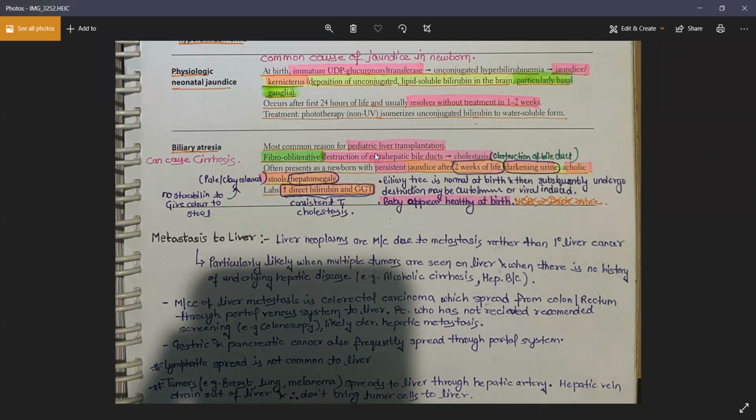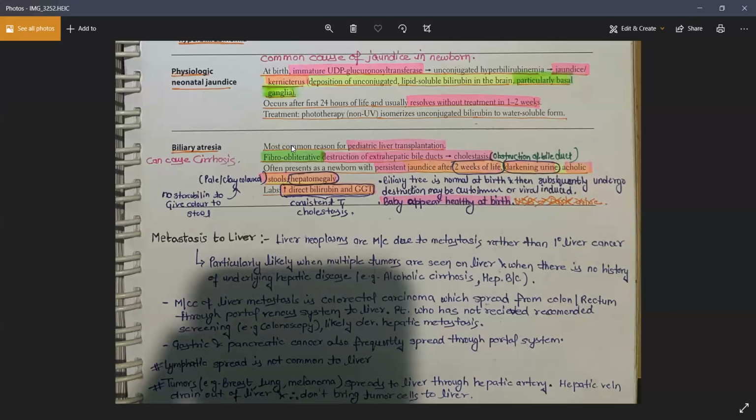Okay, see, you have the portal triad, right? When the damage happens within the portal triad, we call it intrahepatic damage, right? And whenever the damage happens after the portal triad, which means the left and the right hepatic duct or the common hepatic duct or any bile duct after that, it is known as the extrahepatic damage, right? So in case of biliary atresia, you have a fibro-obliterative destruction of the extrahepatic bile duct. As a result, you will have fibrosis in the bile duct, you will have the obstruction in the bile duct, right? And that can cause the cholestasis.